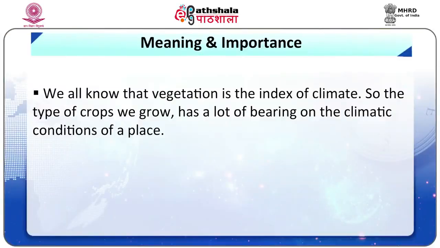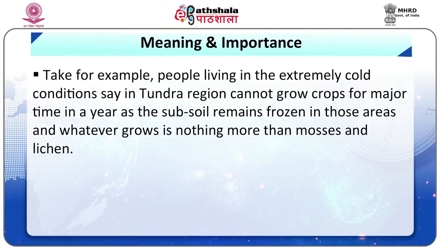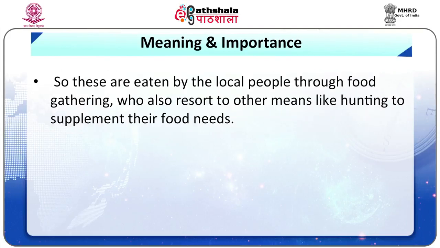Similarly, we also know that vegetation is the index of climate, so the types of crops we grow has a lot of bearing on the climatic conditions of the place. Take for example, people living in extremely cold conditions, say in tundra regions, cannot grow crops for major time in a year as the subsoil remains frozen in those areas, and whatever grows there is nothing more than the mosses and lichen. So these are eaten by the local people through food gathering, who also resort to other means like hunting to supplement their food needs.